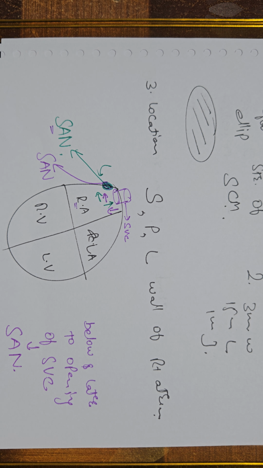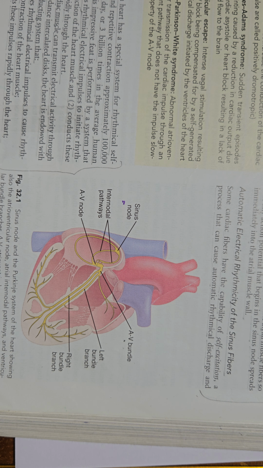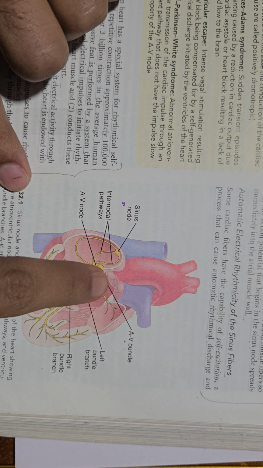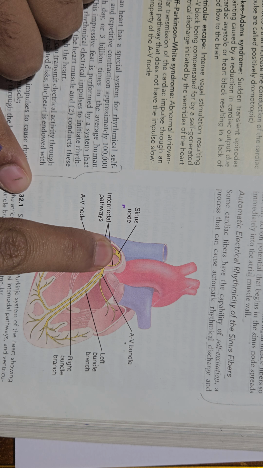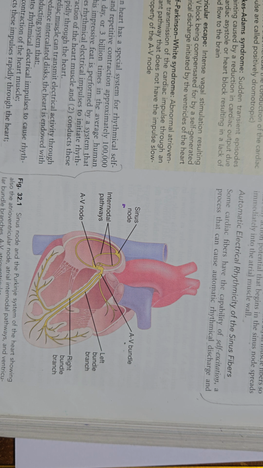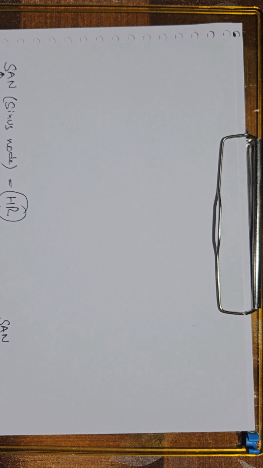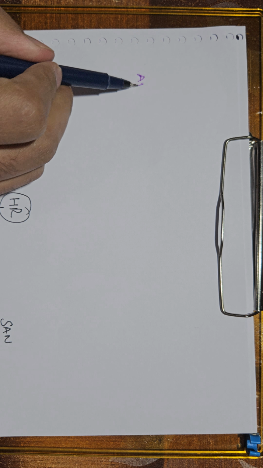Is that clear? Now I will show you the sinoatrial node diagrammatically from Guyton Physiology. As you can see right here, this is the right atrium, and in the superior, lateral and posterior wall of the right atrium you can see the sinus node or sinoatrial node. Now moving on to the atrioventricular node. Here we have the atrioventricular node.